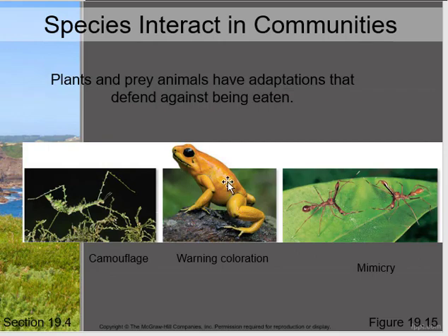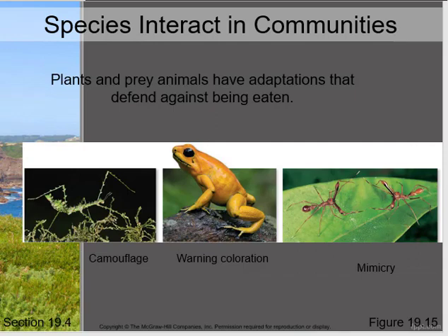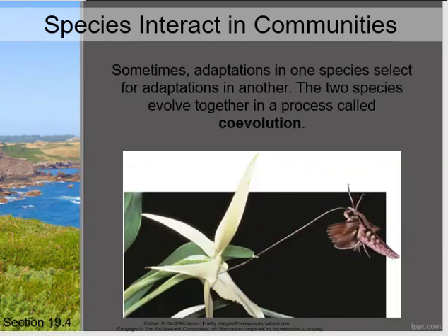Warning coloration: yellows, reds, deep blues, and blacks usually indicate some form of toxin in the skin that makes them taste bad, or else they're very, very aggressive. Coevolution. These nectar tubes on this orchid are serviced by this very specialized moth that eats the nectar for food and then aids in pollinating this orchid at night.